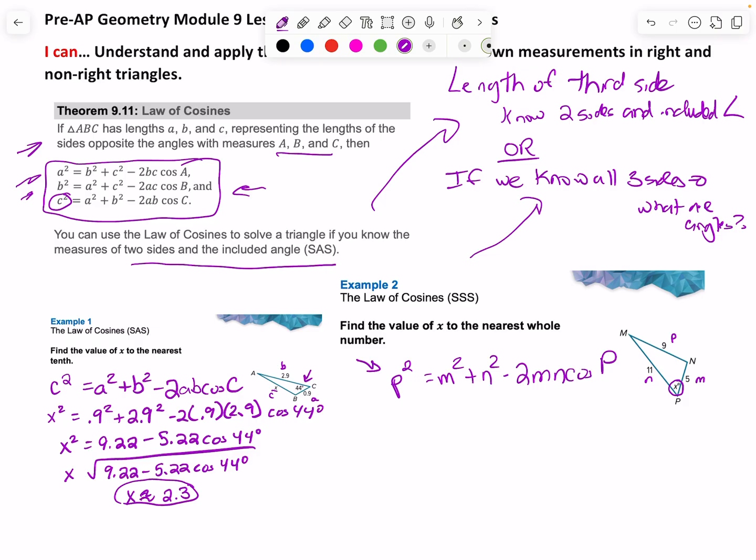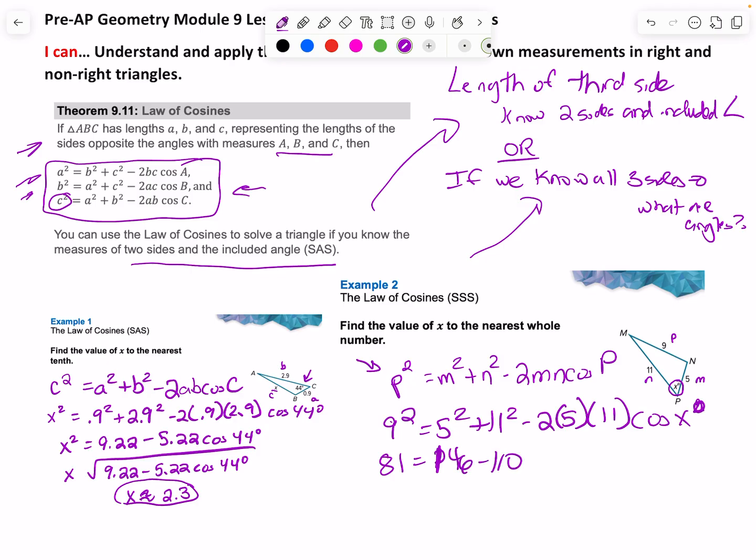So we're going to go ahead and fill this in. So we know the sides now, and what we're looking for is the cosine of x degrees here at the end. So now 9 squared is 81, 5 squared plus 11 squared, that's 146. Use your calculator, so 5 squared plus 11 squared is 146, minus 2 times 5 times 11, which is 110, cosine x.